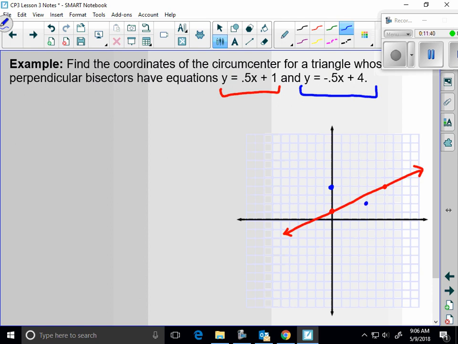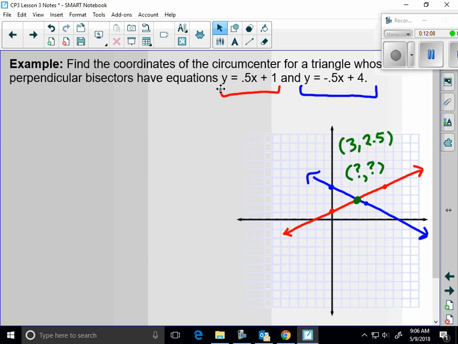Oh, I don't think this is going to cross at a very nice place. Not one that's easy to estimate by graphing. This would be the circumcenter, but it's going to be hard to estimate that location. Would you say this is a decent estimate, (3, 2.5)-ish? Yeah, decent. My graph is okay, but what's an easier way I can do this? What are these both equal to? If they're both equal to y, what's true about them? They can be set equal to each other.